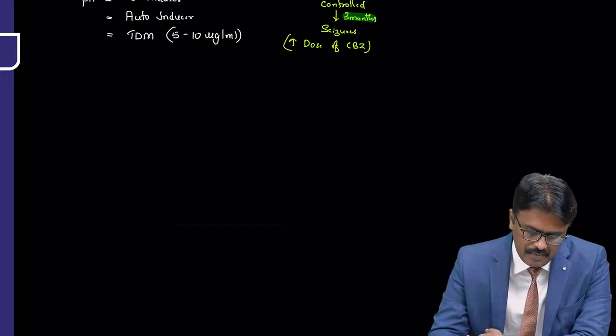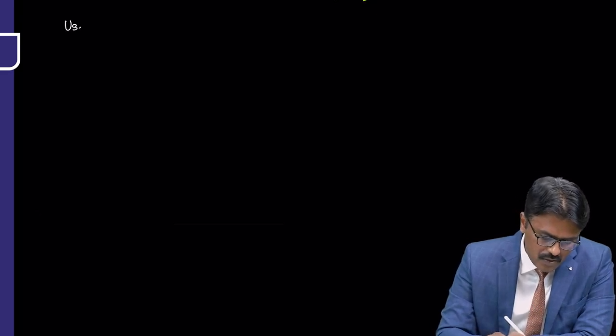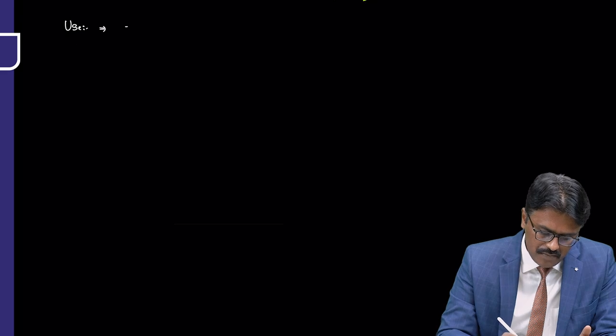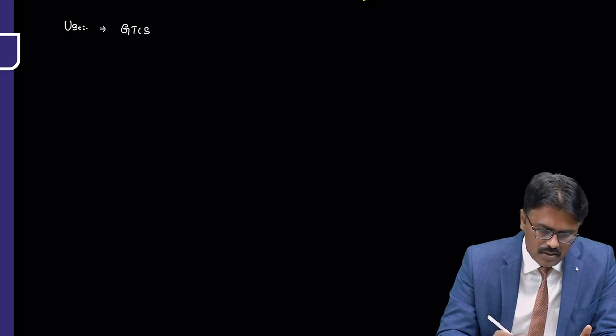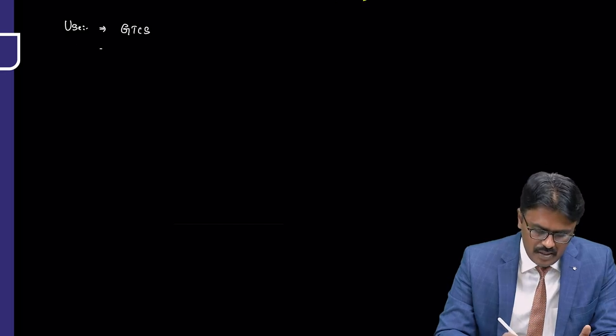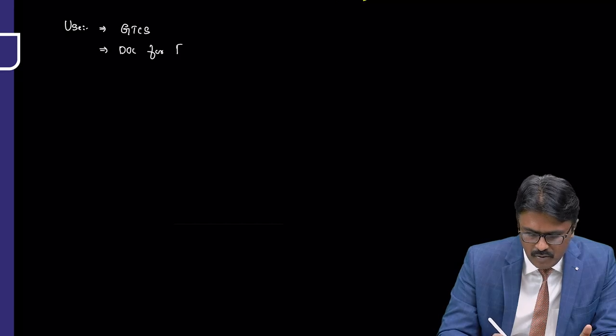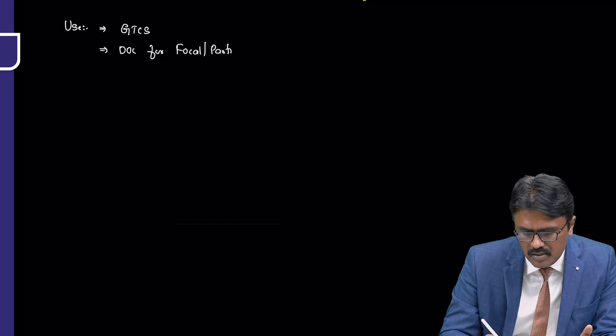Clear? Yes. So once I know the pharmacokinetics, let me tell you the uses of carbamazepine. Where do you use it? Now in epilepsy, it is used in generalized tonic-clonic seizures. It is the drug of choice for focal or partial seizures.